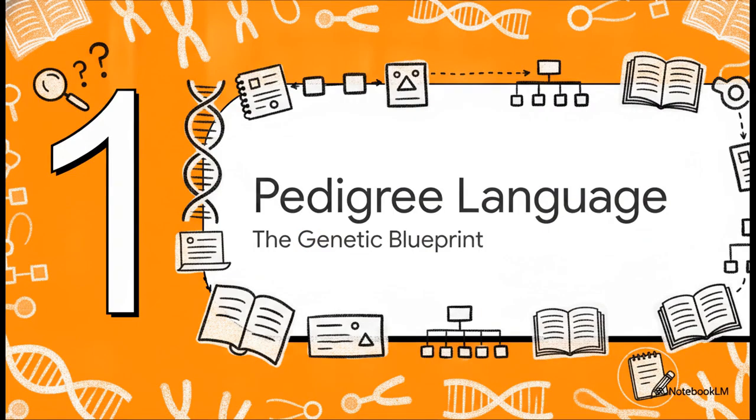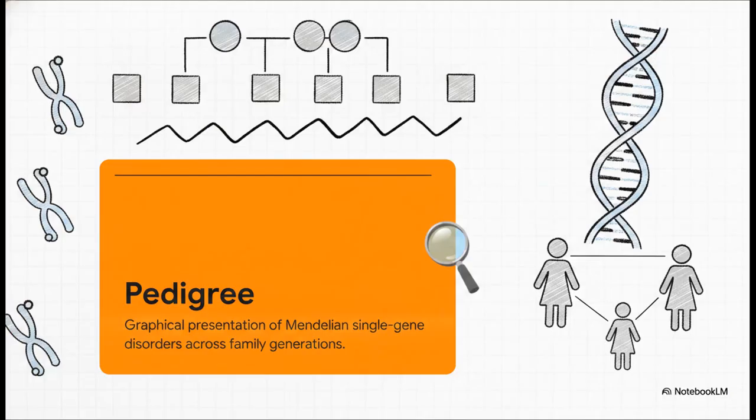All right, Section 1, the language of pedigrees, and understanding the genetic blueprint. So what exactly is a pedigree? Well, basically, it's a graphical presentation of Mendelian single-gene disorders across family generations. It essentially tracks monogenic traits, diseases caused by a mutation in just one single gene. Think of it as our genetic blueprint for predicting disease probability in a family.